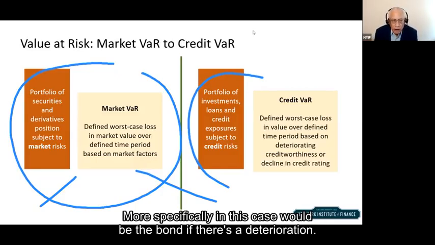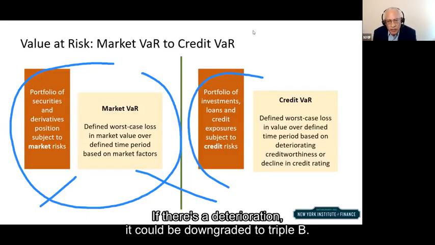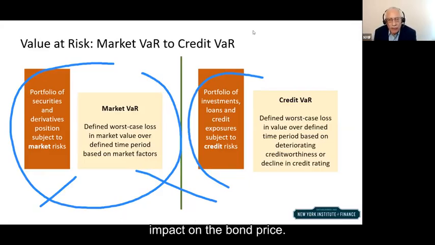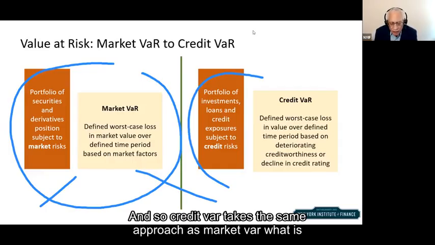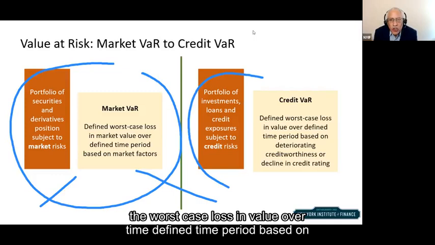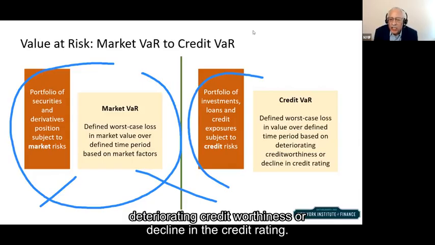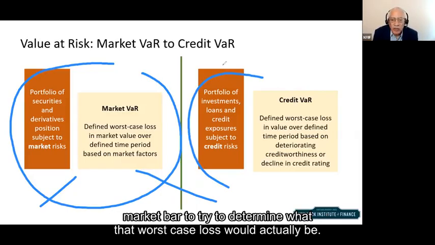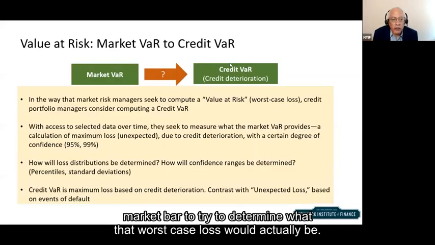If my bond is single A and there's a deterioration, it could be downgraded to triple B. And that triple B bond will require a higher credit spread. It's going to have impact on the bond price. What is that value? And so credit VAR takes the same approach as market VAR. What is the worst case loss in value over a defined time period based on deteriorating creditworthiness or decline in the credit rating? And then we can look at different models and different approaches, just like with market VAR, to try to determine what that worst case loss would actually be.